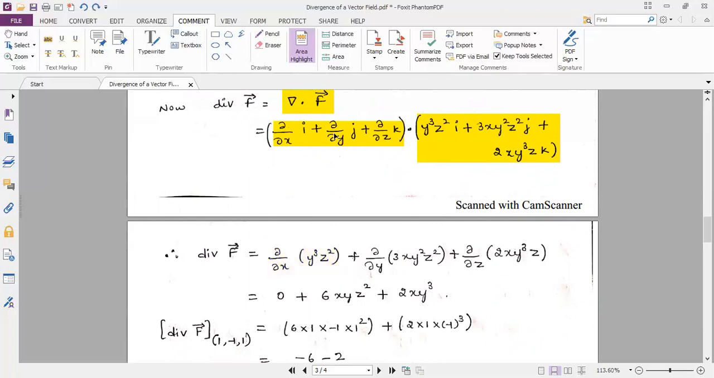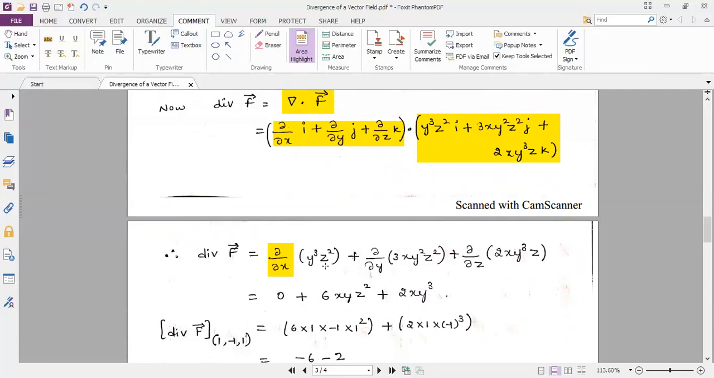plus dou by dou y of 3xy square z square plus dou by dou z of 2xy cube z. That's how we get the next step. Now we need to do partial differentiation with respect to x of y cube z square.